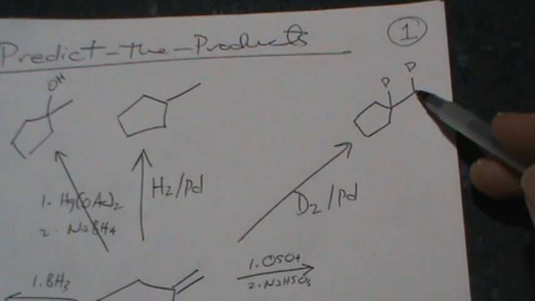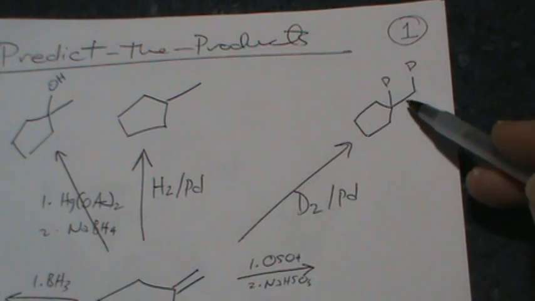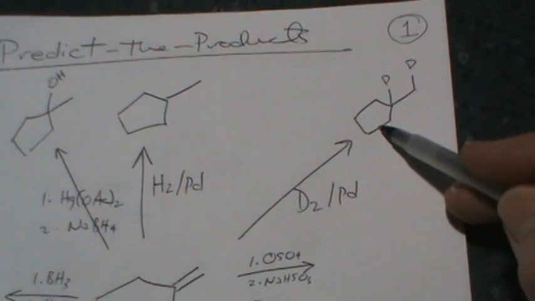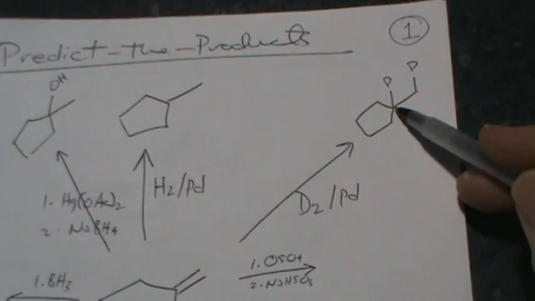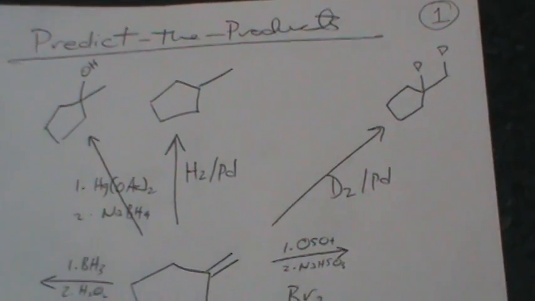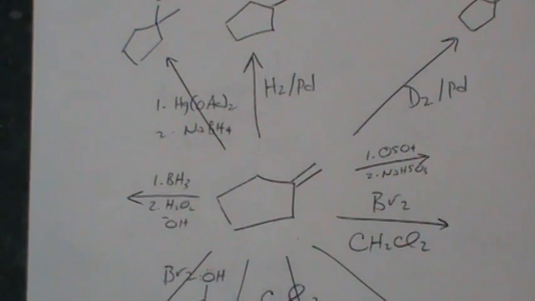2 hydrogens makes it not a stereogenic center. This carbon is not a stereogenic center either. Okay, let's keep going here. We've got this alkene.